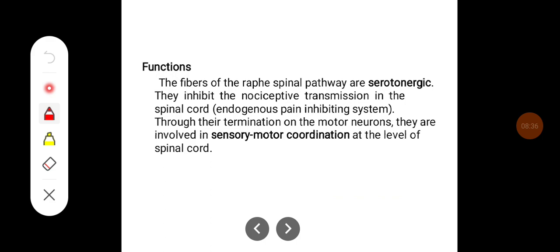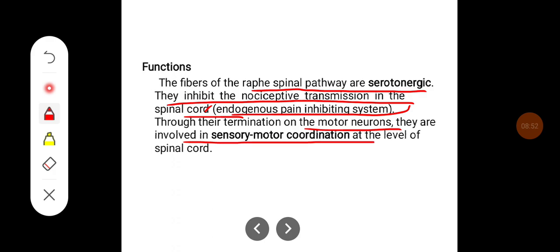These fibers of the raphe-spinal pathway are serotonergic and they inhibit the nociceptive transmission in the spinal cord, that is, they are involved in the endogenous pain inhibiting system. Through their transmission on the motor neurons, they are involved in sensory motor coordination at the level of the spinal cord.